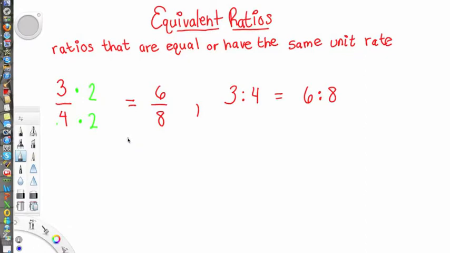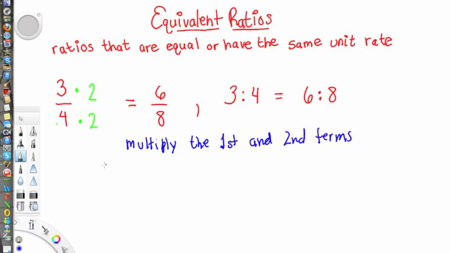One way of creating equivalent ratios is multiply the first and second terms by the same number. Just like you would equivalent fractions.